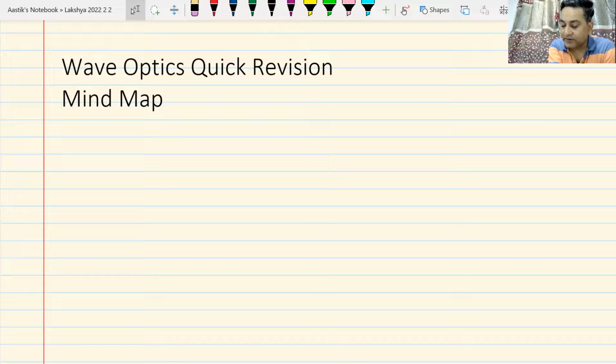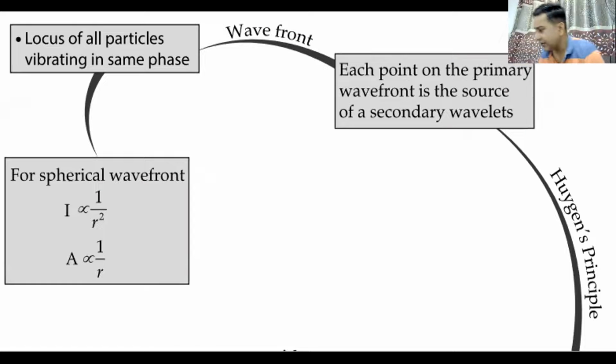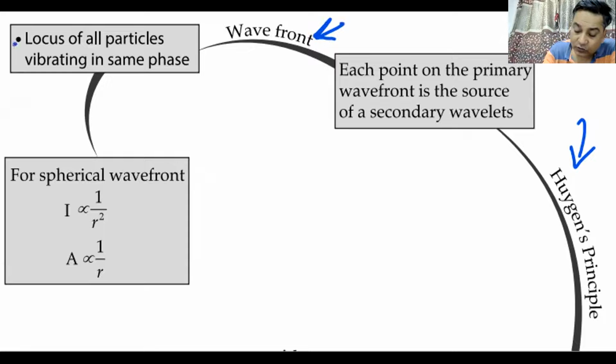Now, we have not discussed this Huygens principle in the class, so what I'm going to do is just tell you this Huygens principle. So what did this Huygens principle say? Whenever you have a light wave and it is propagating, it propagates in the form of wave fronts. Do we know wave front? Wave fronts are locus of all points which are vibrating in the same phase.